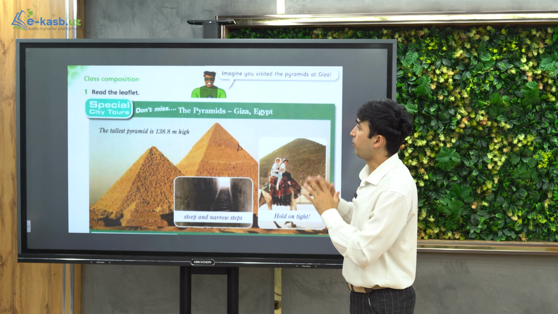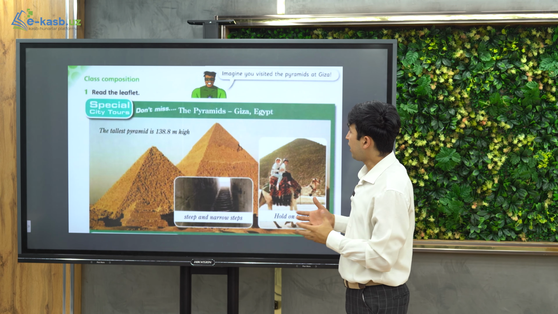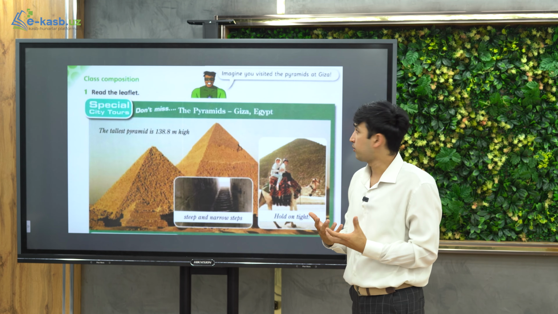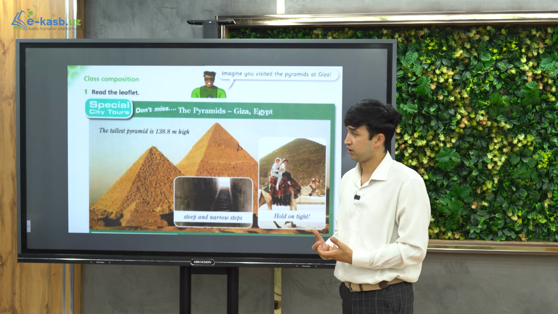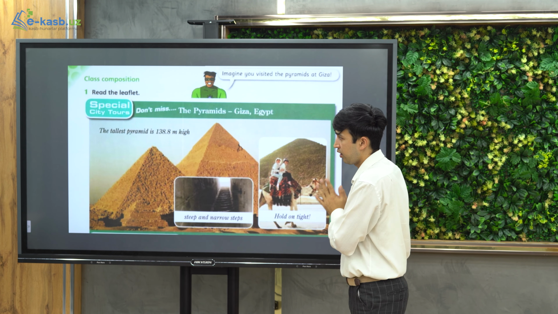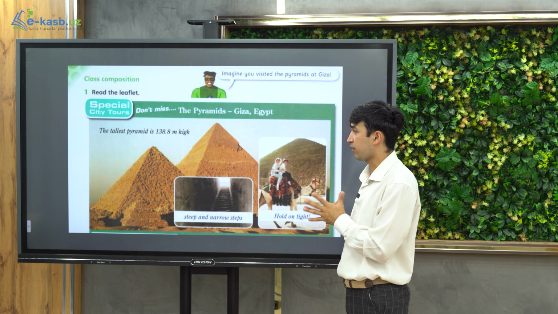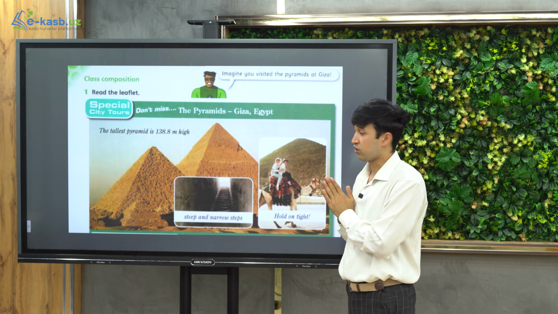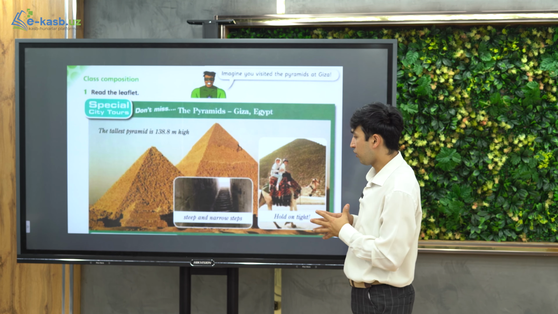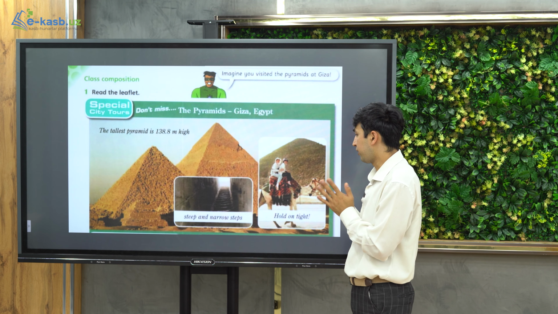Class composition, read a leaflet. Imagine you visit the pyramids in Giza. Special city tours. Don't miss the pyramids, Giza, Egypt. The tallest pyramid is 138.8 meters high. Steep and narrow steps, and hold on very tight.